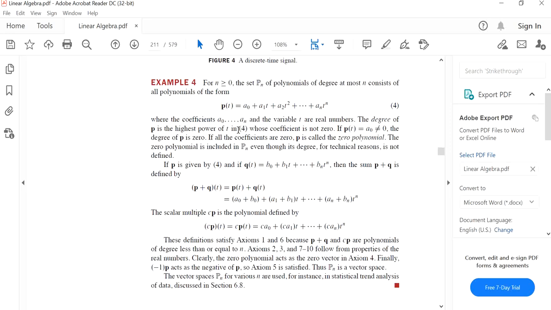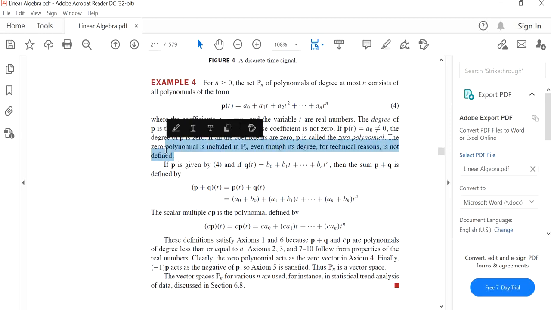The degree of p is the highest power, and if p(t) is equal to a0, not equal to 0, which basically means that the rest of the coefficients are 0, then the degree of p is 0, right? Because this is effectively t to the 0. If all the coefficients are 0, p is called the 0 polynomial. You must be knowing this. The 0 polynomial is included in Pn even though its degree for technical reasons is not defined.